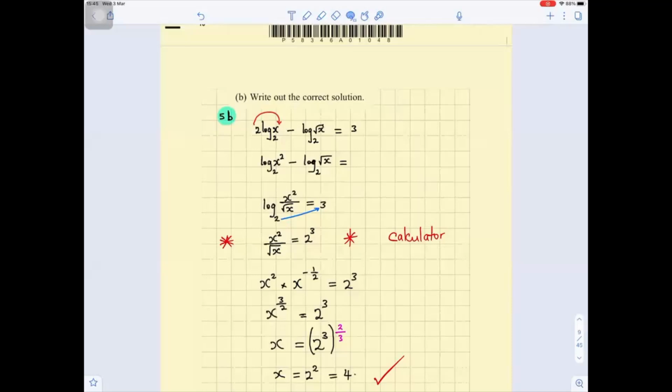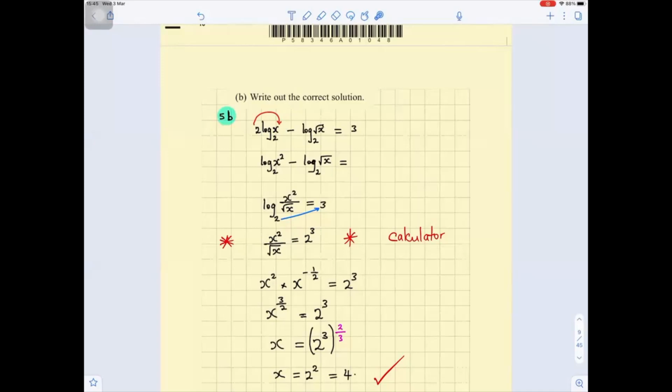For question 5b, it says write out the correct solution. So we first of all take that 2 to the front, it becomes x squared. They call it the power to the front law, minus log square root of x over 2. Now we can combine them. When you subtract them, you divide those 2 together. So x squared divided by square root of x. Now we have 2 to the power 3 is equal to x squared over square root of x.